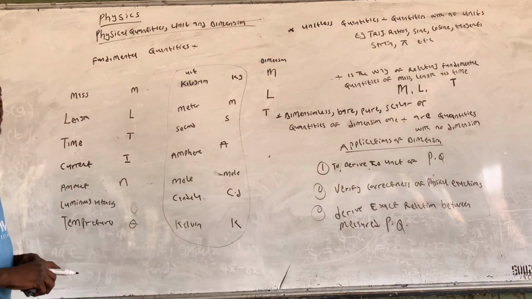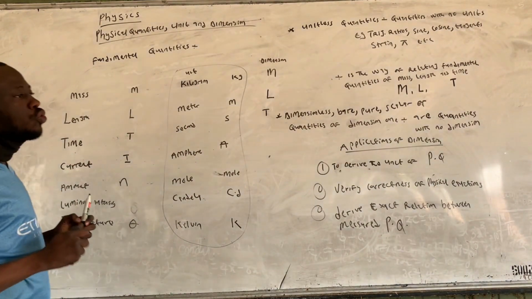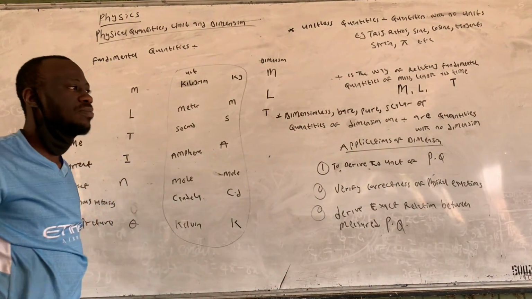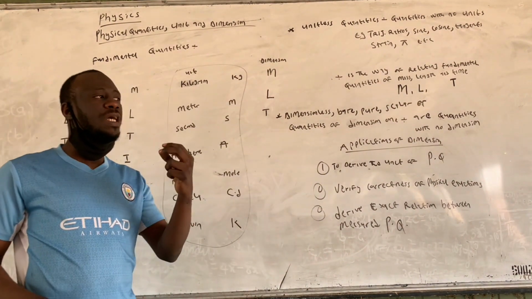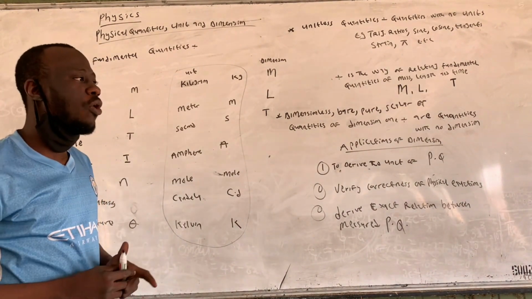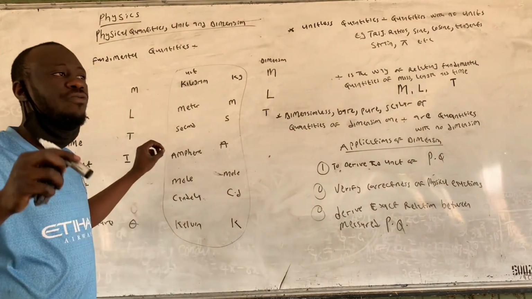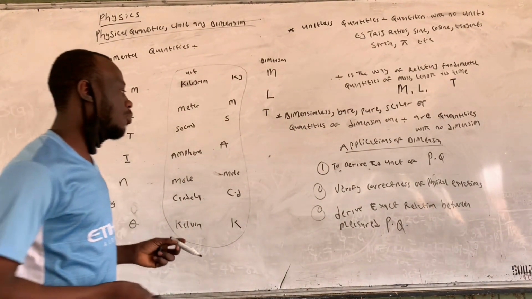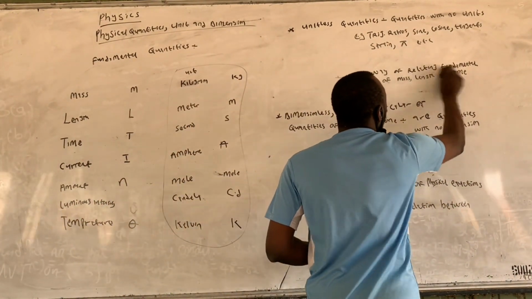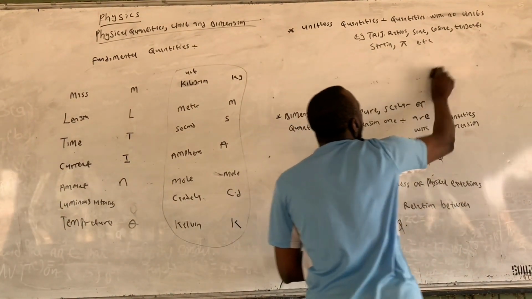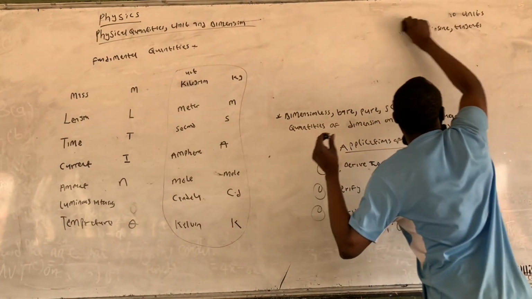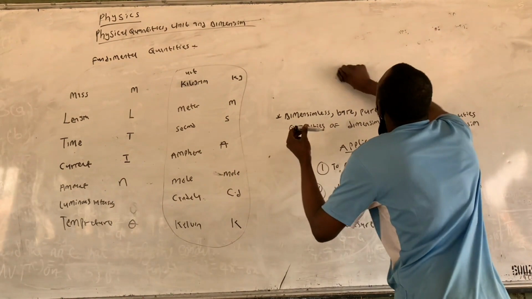So now, we are going to use this basic unit to derive the units and dimensions of some derived physical quantities. We are going to use all this to derive the unit and dimension of some physical quantities. Now, I will give it step by step.